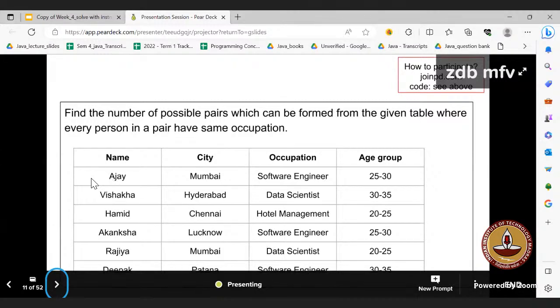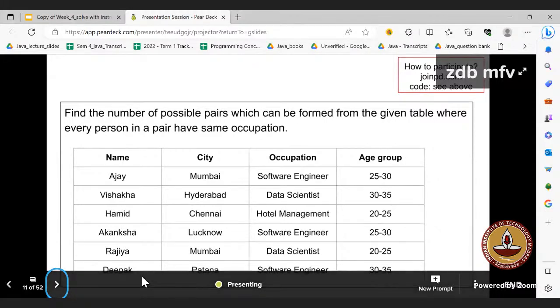Now Ajay you have checked with all other students. Now you will compare Vishaka with every other one. Vishaka you will fix, and now you will check with Hamid, Akanksha, Rachya and Deepak.